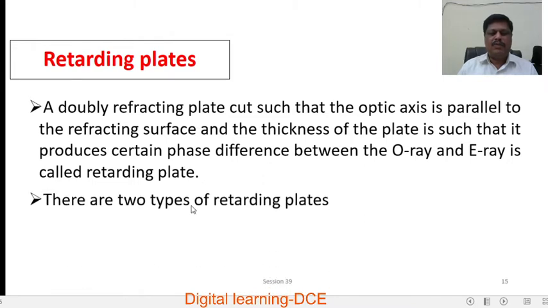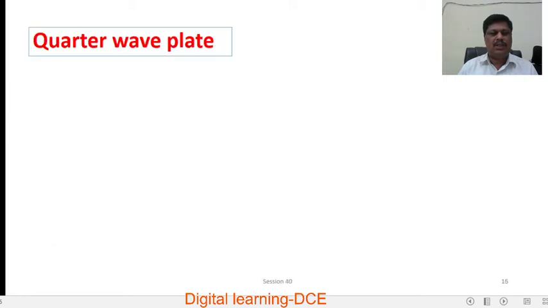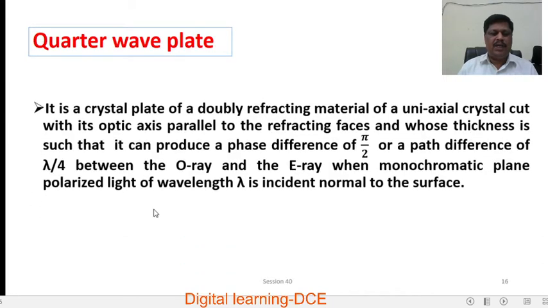There are two types of retarding plates. One is the quarter wave plate and the second one is the half wave plate. What is a quarter wave plate?